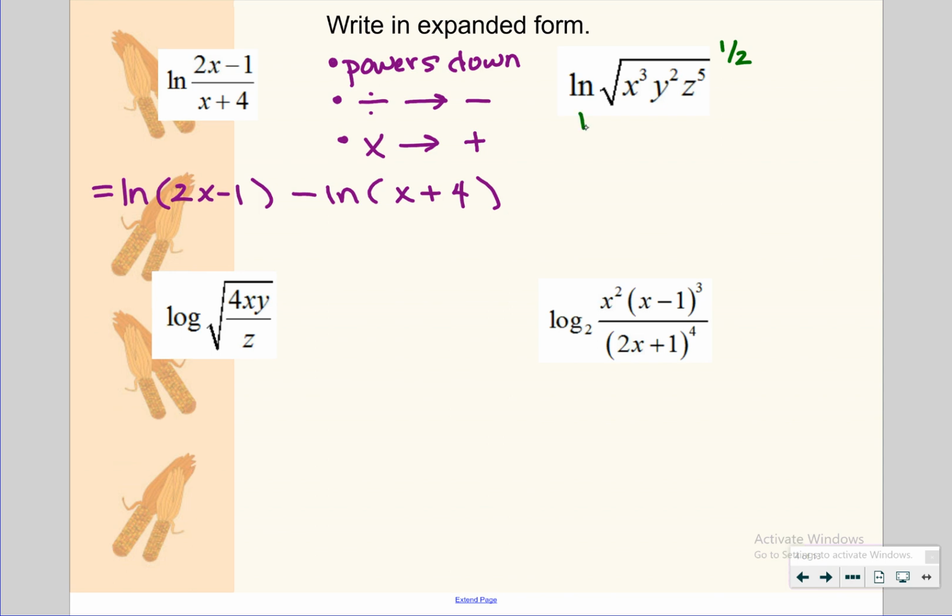So I'm going to bring the 1/2 down, and then I have natural log of all this stuff, x to the third, y squared, z to the fifth. And all of those are multiplied by each other.